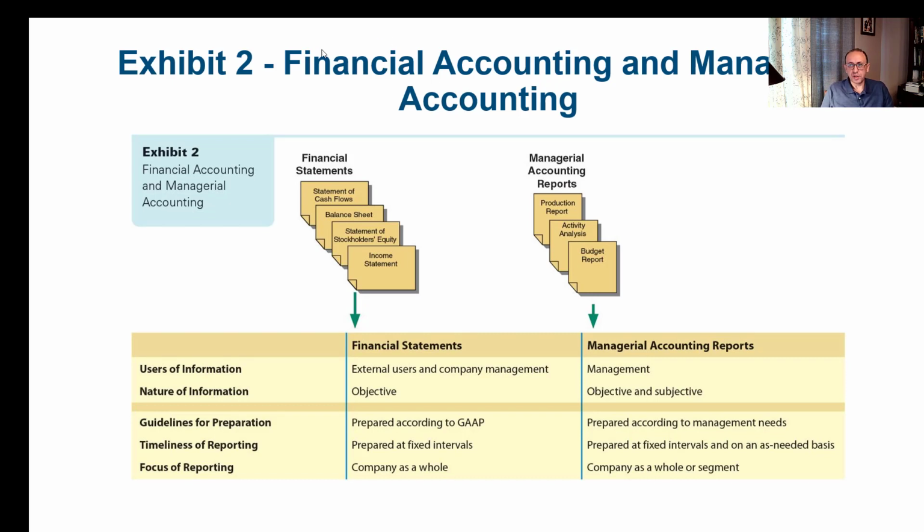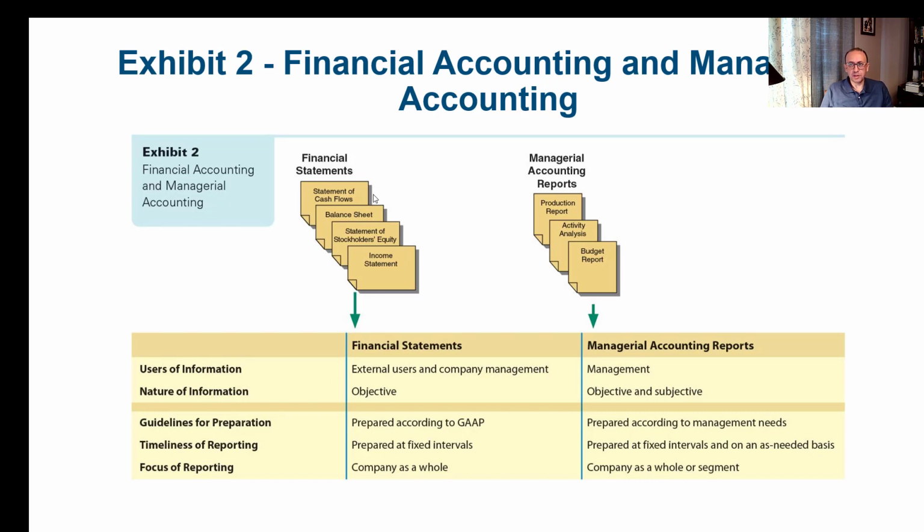The nature of the financial statements, as we covered in financial accounting courses, is very objective. Usually it's based on facts. We have a few estimates here and there, but it's very objective. For managerial accounting reports, it's a mix of objective and subjective information. So expect that you'll see more subjective information provided through these managerial accounting reports.